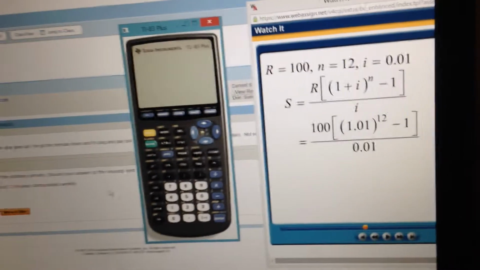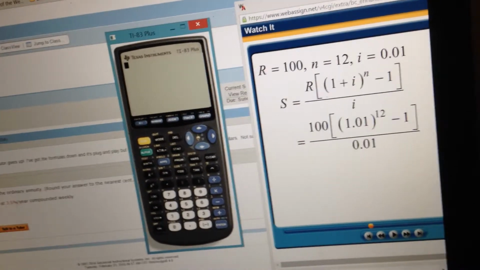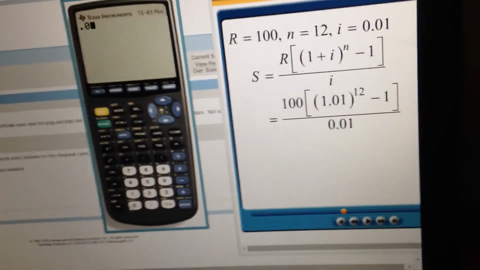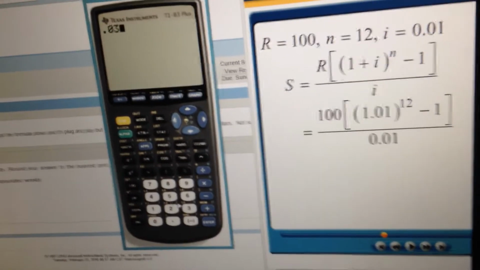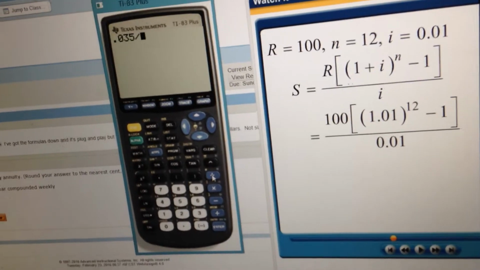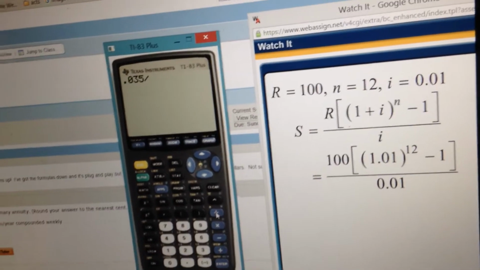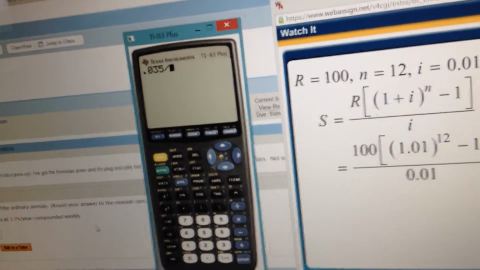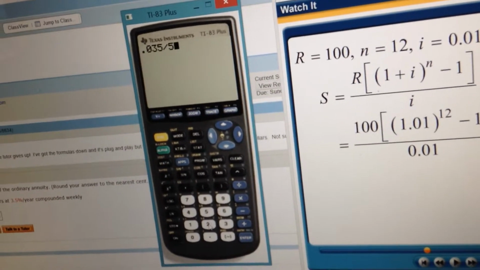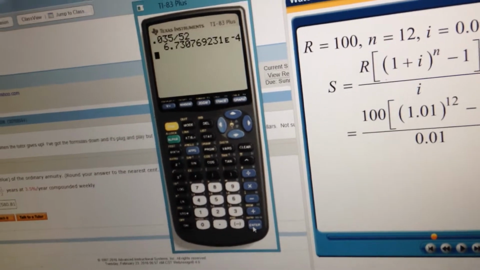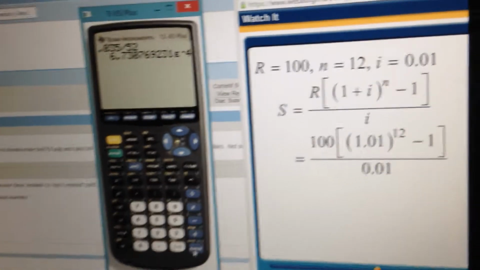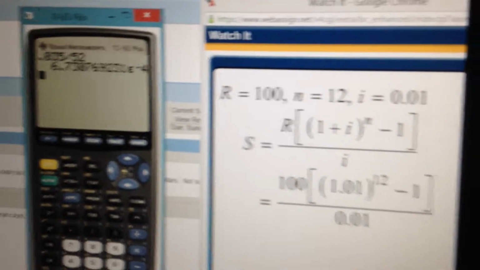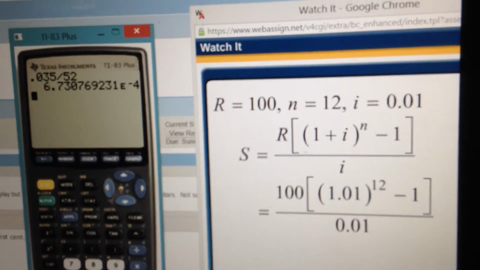So the first thing we've got to do is figure out what I is. To figure out what I is, we take the interest rate, 3.5%, convert that to a decimal, so that's going to be 0.035, and then divide that by the number of times it is compounded over a given period. Since this is compounded weekly, that's 52 times a year. So our I looks like that, 6.7307 blah blah blah times e to the negative fourth.